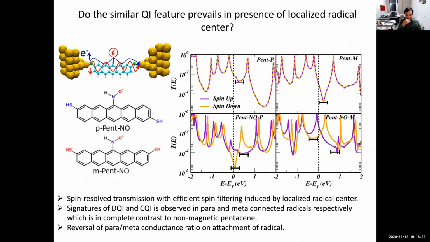Now, this is our simple pentacene molecule. If we have the simple pentacene molecule, we see the up spin current and down spin current exactly overlapping with each other. But the moment I put a radical center, this feature goes different, and they are now separated. So this magnetic molecule will give us a spin polarized current, and this is quite evident. And what we observe here, for the meta connection, we are seeing a destructive point of interference. And for the para connection, we are seeing CQI, or constructive interference.